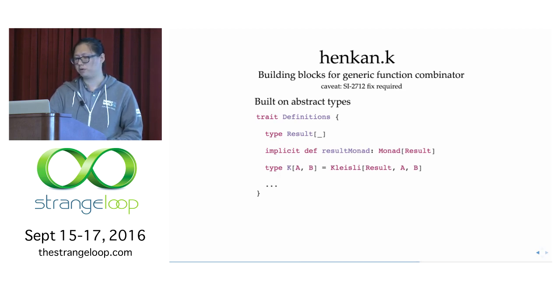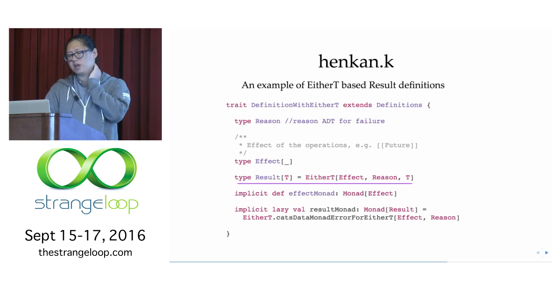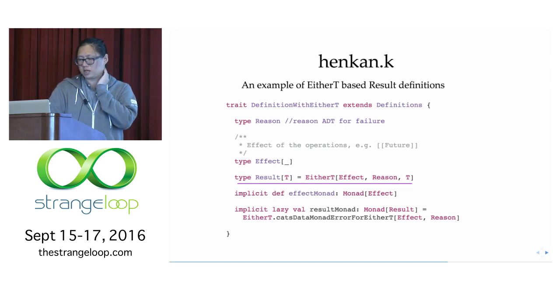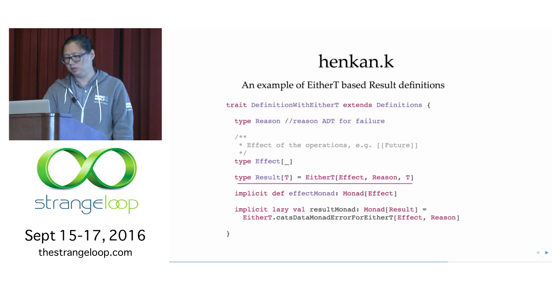So to make that more concrete, next slide, we define the result to be either T of an effect and a reason and a T. So this is basically just Either T. And the effect, again, is an abstract type, as you see above it. And there's also a reason, that is, why the application fails. It can be an ADT of failure. So this is a little bit more concrete.